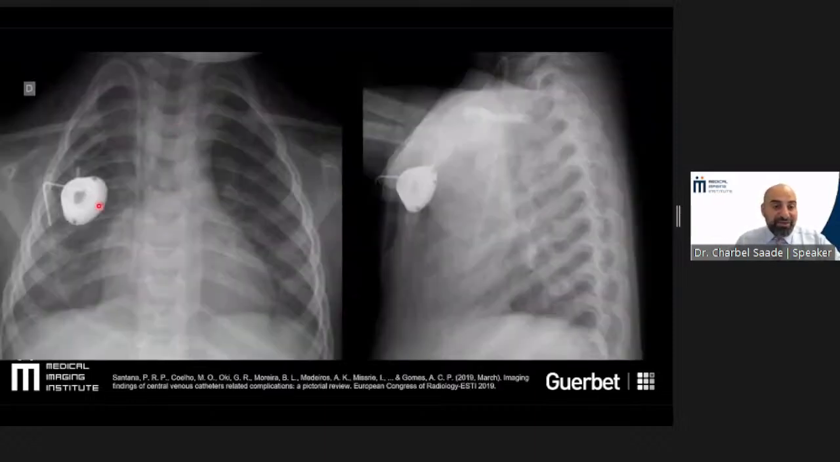Again, here is another one. Look at this child. This is a portacath. Yes, we can inject, but look, the line has dislodged from the connection. So again, if you look at the sagittal plane or the lateral x-ray, it's completely dislodged. So be super careful of this as well when injecting into portacaths.